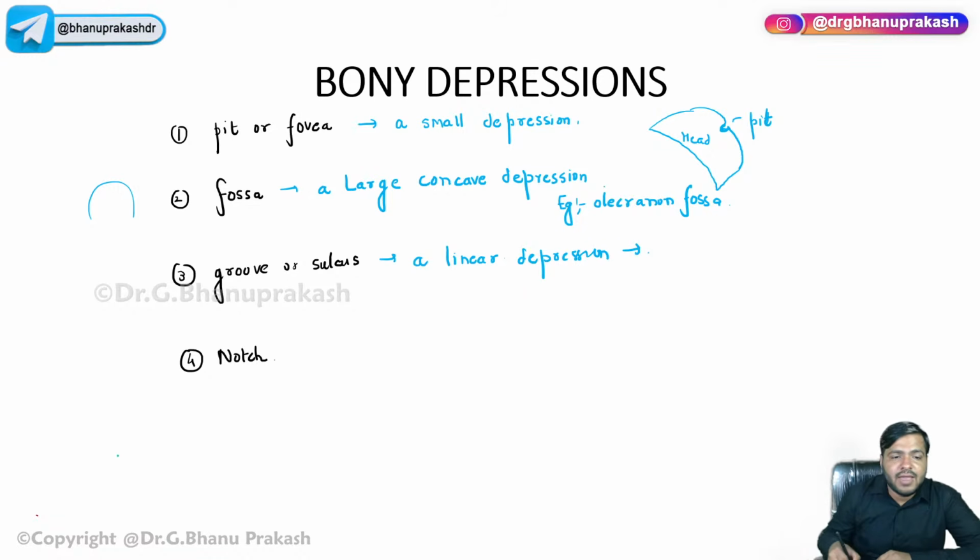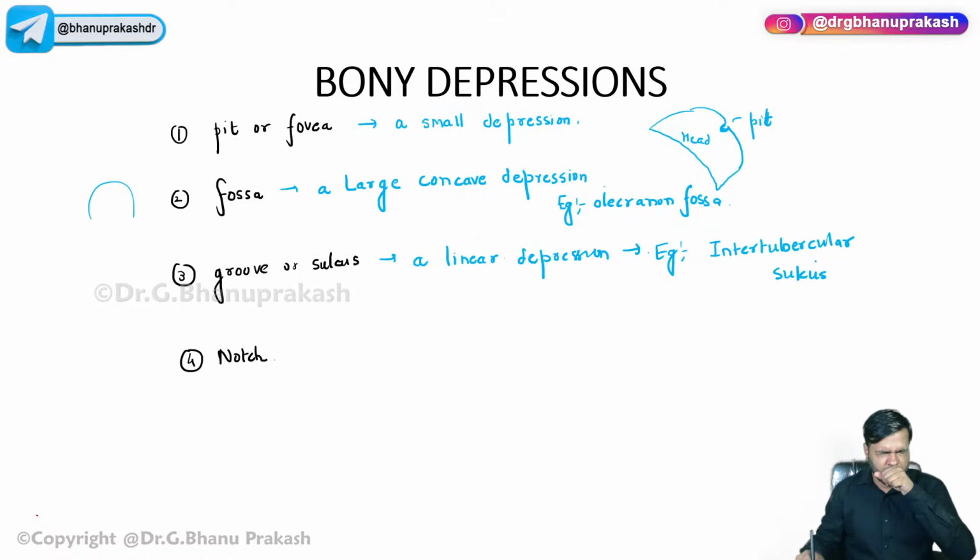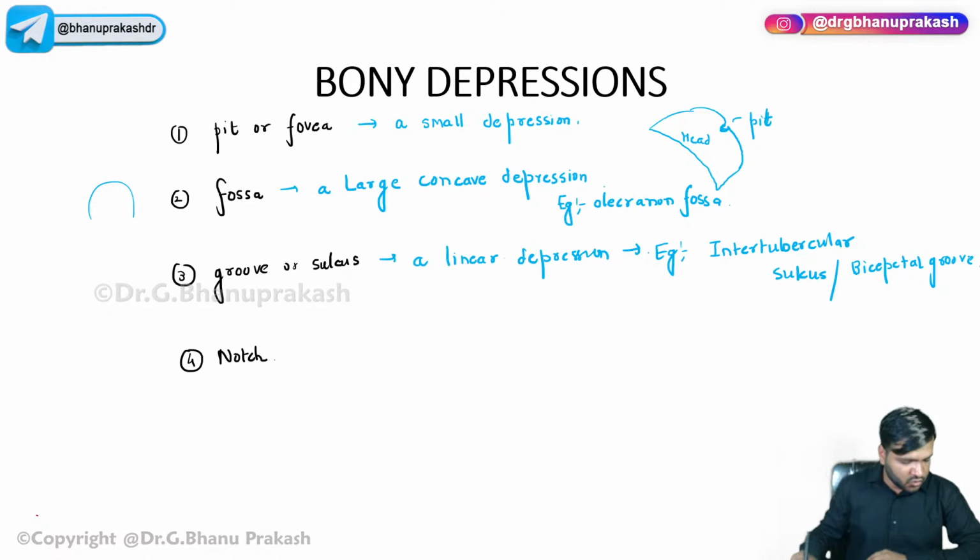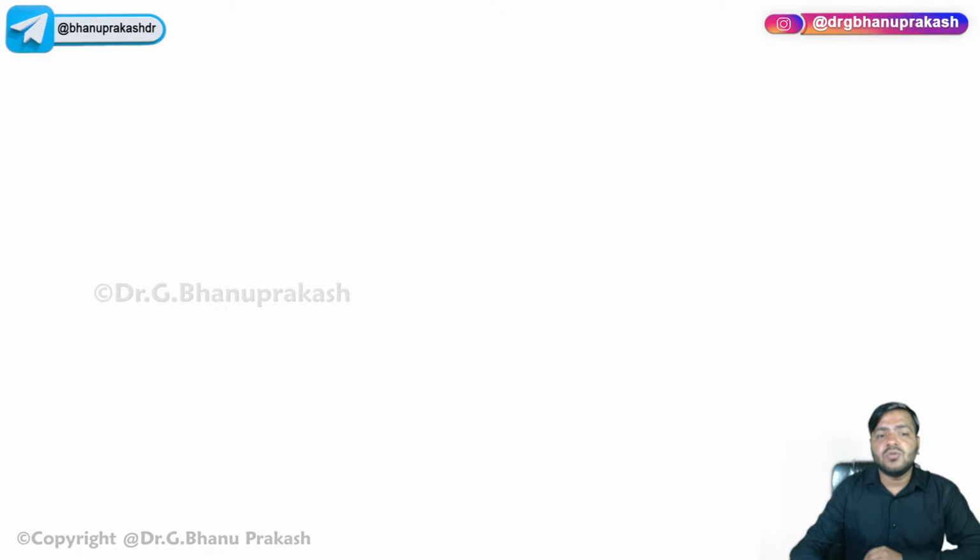Every time I'm using the same example, as in the upper limb lectures also: the intertubercular sulcus, or it is also called the bicipital groove. Now, just try to look at this picture of the humerus.